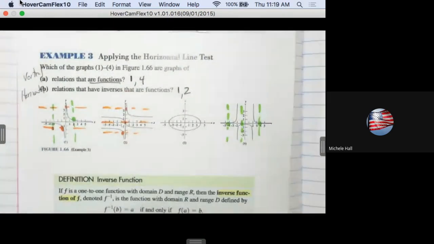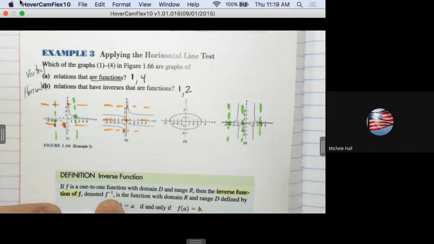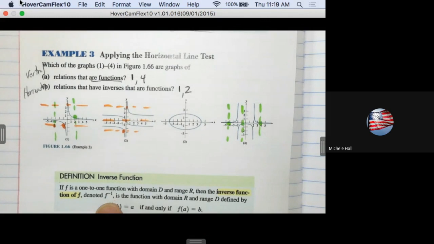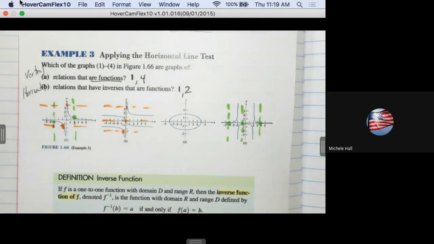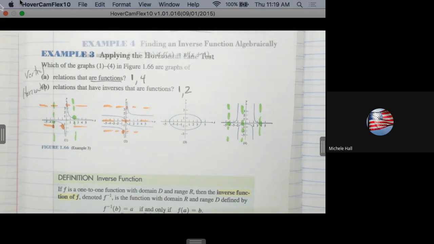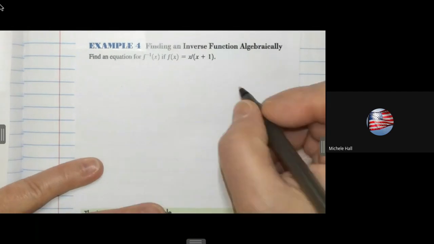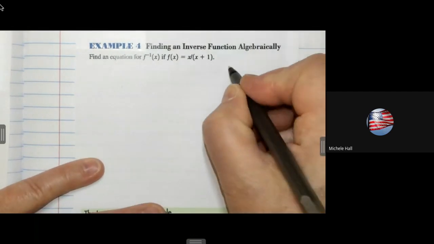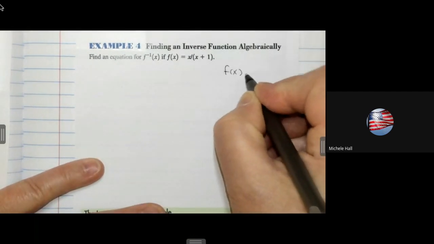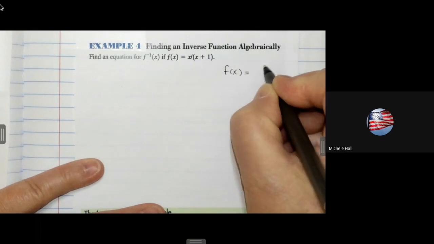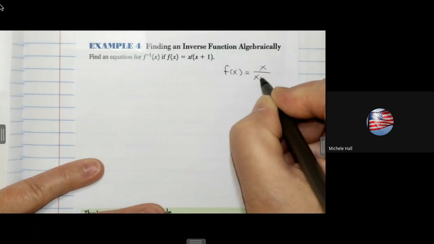Now we're going to be looking at the algebra, and this little notation right here means inverse, F inverse. When you see the negative, it's not an exponent. That means you're telling that is the inverse. That's how you notate it. So we'll do our algebra over here. We have f of x equals x divided by x plus 1.